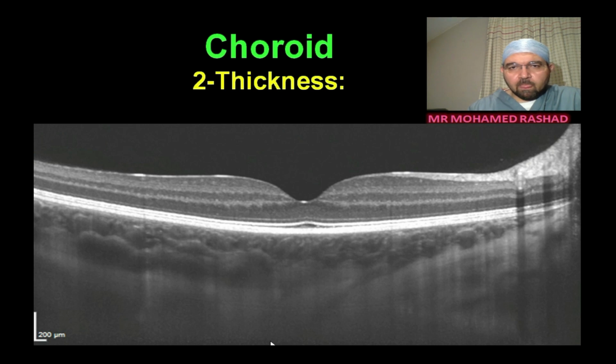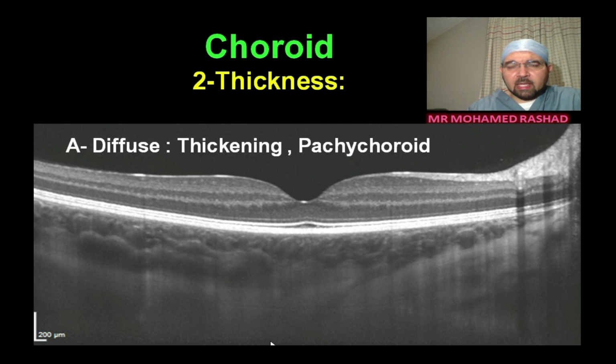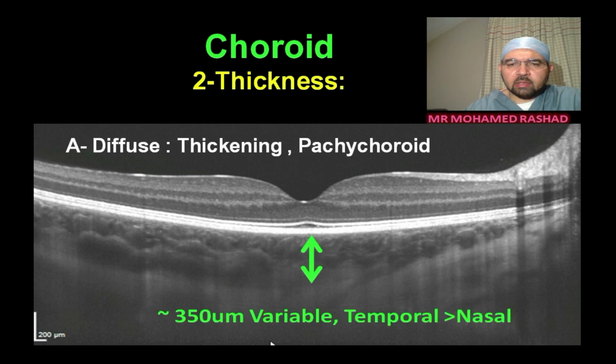And the thickness of the choroid, there is a great debate about what is the normal thickness of the choroid. It is variable, and you have to identify, is it diffuse or localized thickening. So if it is diffuse, this makes us think about the pachychoroid spectrum, and the normal thickness is about 350 microns. It's variable in age, sex, other diseases, and the refraction of the eye as well. But according to the recent evidence, it is about 350.